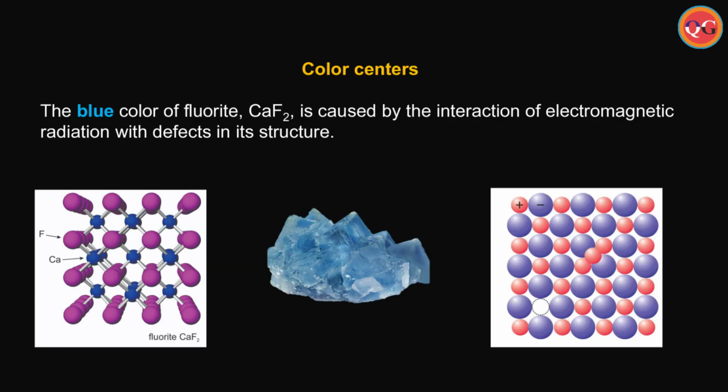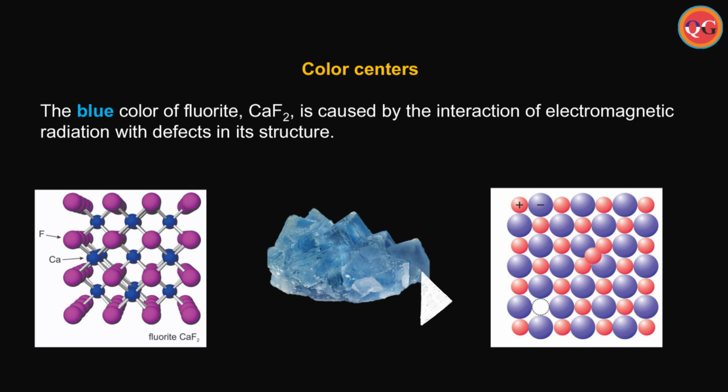The blue color of fluorite is caused by the interaction of electromagnetic radiation with defects in its crystal structure known as color centers. What type of defect do you notice? Frenkel defect or Schottky defect? Write in the comment section.